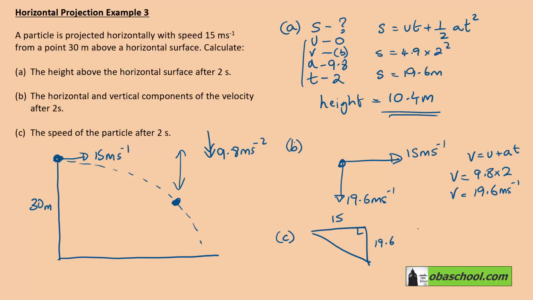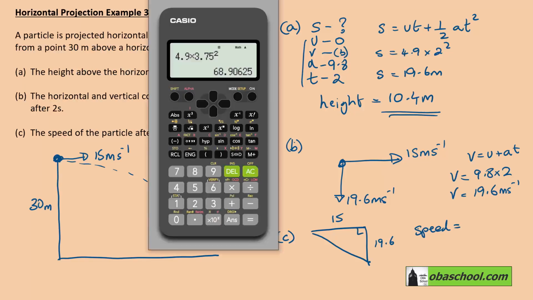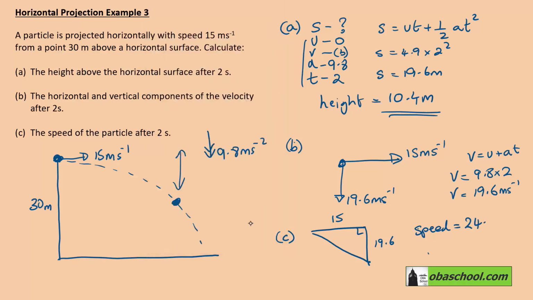So the speed is going to be the square root of 15 squared, add 19.6 squared, and that gives me 24.7 meters per second, and that's to 3 significant figures.